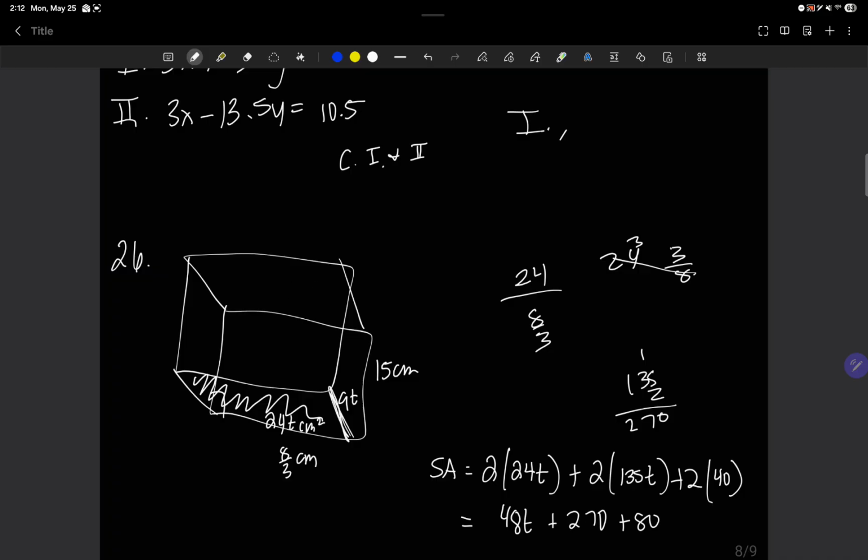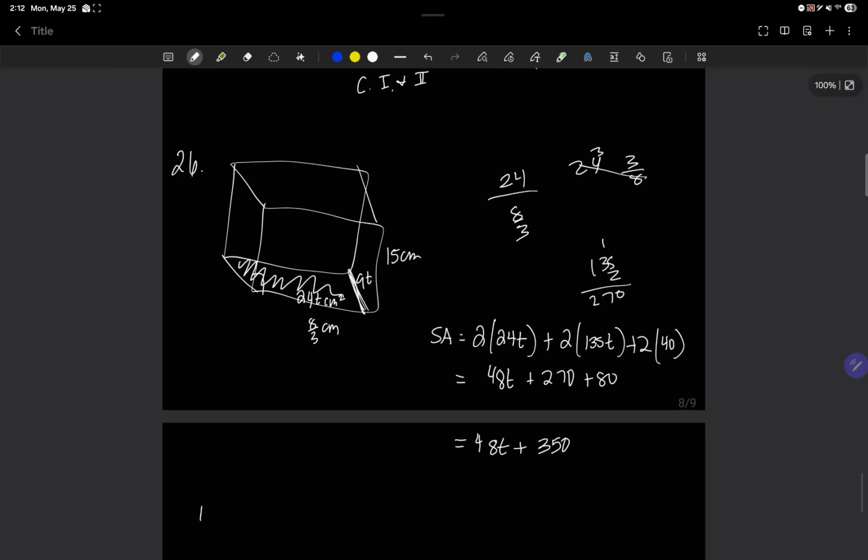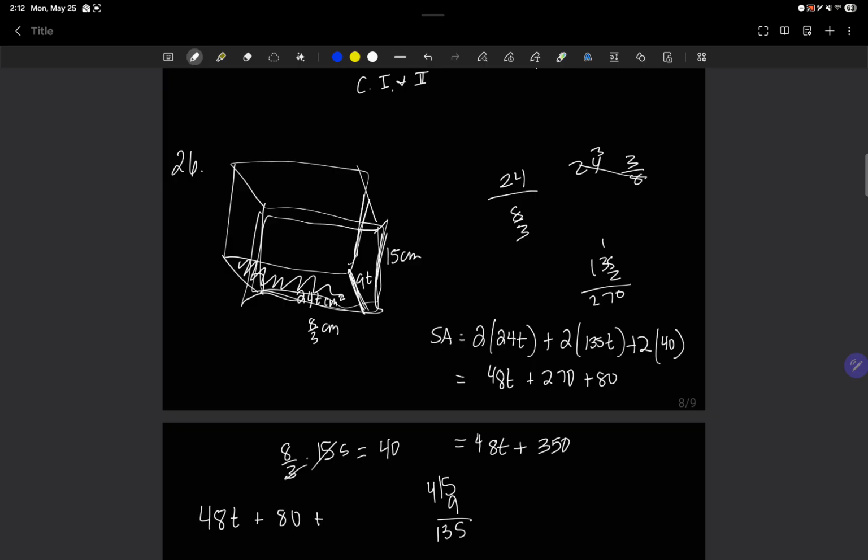So we know that's 24, and that's 24, so we know for sure there's 48t. And then we've got this one here that is going to be 8/3 by 15, and that's 40, and you double it, so it's 80. And then the last one is the 9 by 15. Right, 15 and 9, 135.